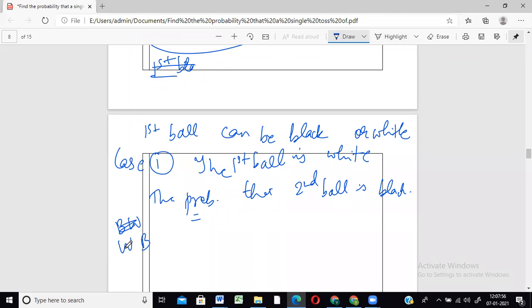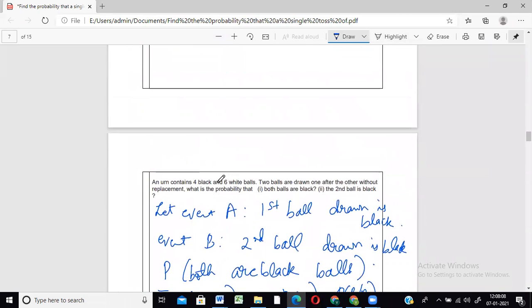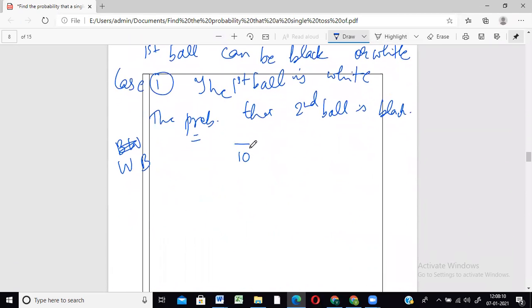So the first white ball, you chose it from how many balls? So this is like first white ball from 10 balls. Initially there were 10 total balls. Out of that, how many white balls did you have? We had 6 white balls. So the probability that the first is a white ball is 6 by 10. Okay, and the second is a black ball.